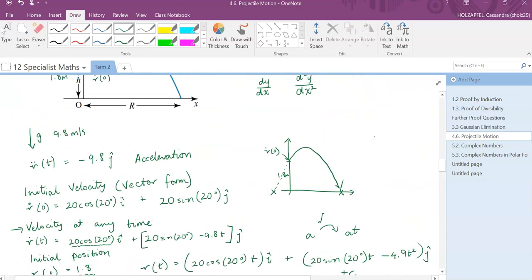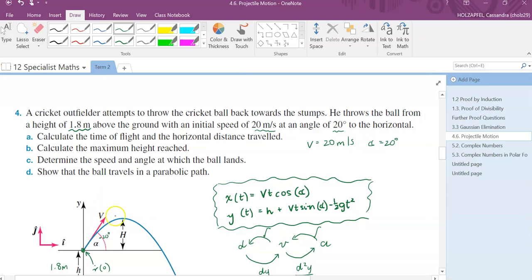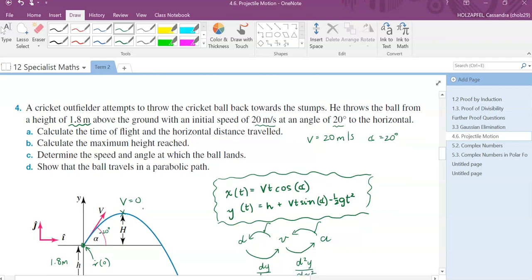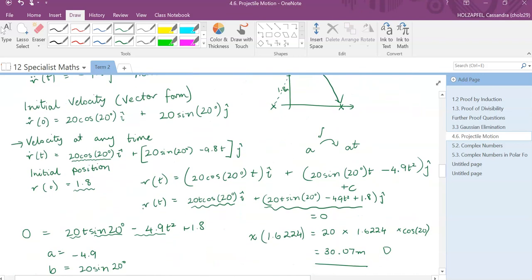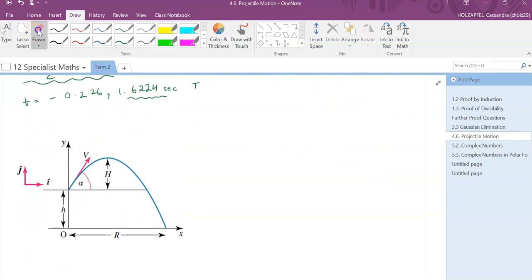Okay, so let's have a look. What is part B actually asking us to do now? Calculate the maximum height reached. If we go back to this diagram here, the maximum height is going to be at that peak there. This is the point where the velocity is going to be equal to 0. So we can simply find the velocity vector, let that equal 0, and rearrange to solve for time.